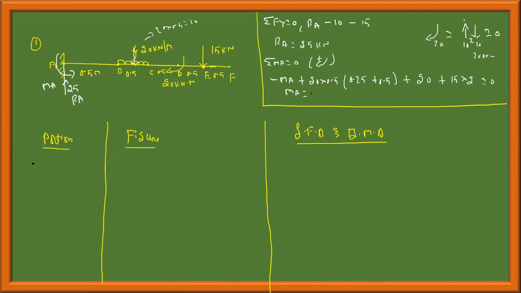Portion CD, x greater than or equal to 1.5, less than or equal to 2. Portion CD is over: portion AB, BC, CD, DE. Segment DE, right? Next, I'll write the sketch.